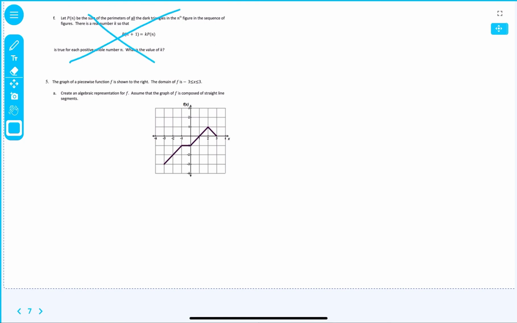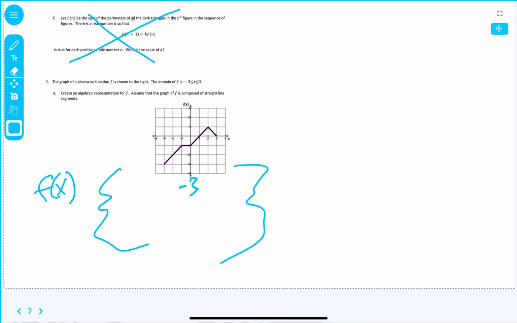All right, number 5 says the graph of a piecewise function is shown to the right. The domain of F is -3 less than or equal to x less than or equal to 3. Create an algebraic representation for F. Assume that the graph is composed of straight line segments. Okay, so how many different equations are we going to look at here? 4. F of x is going to equal these 4.